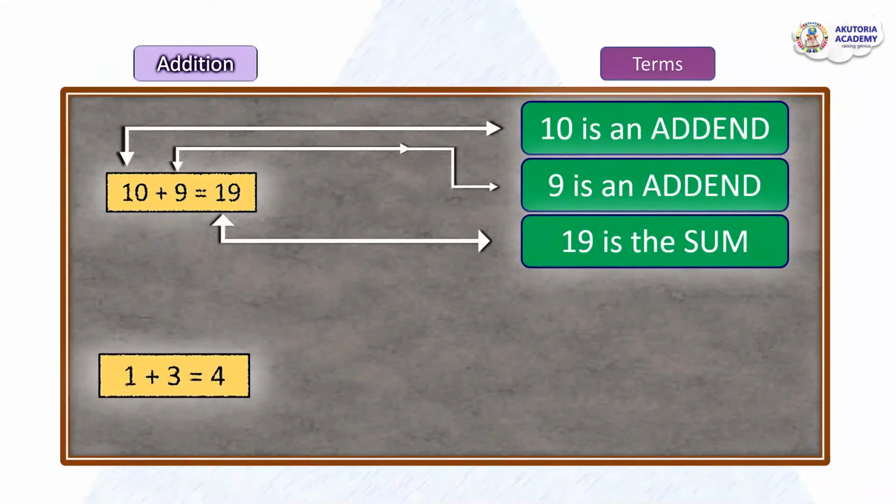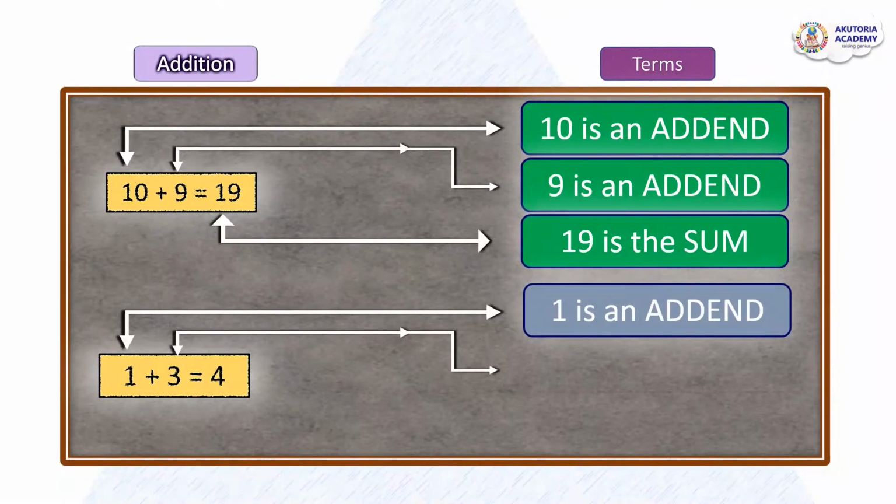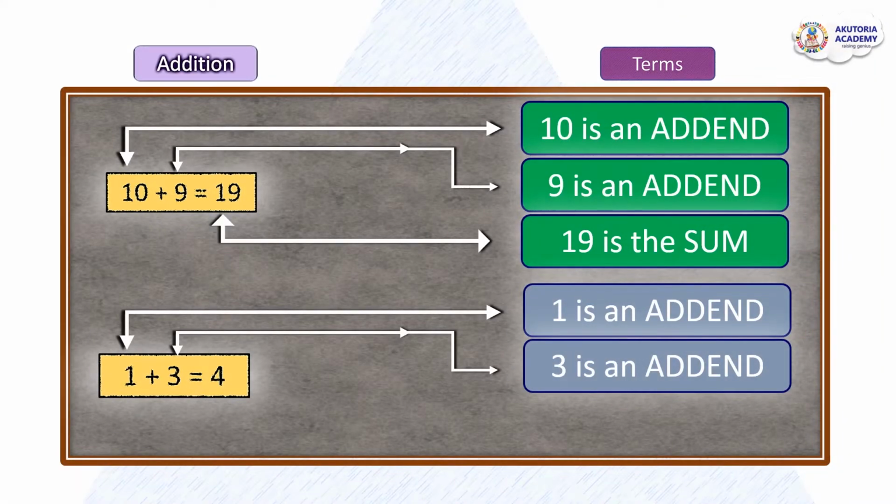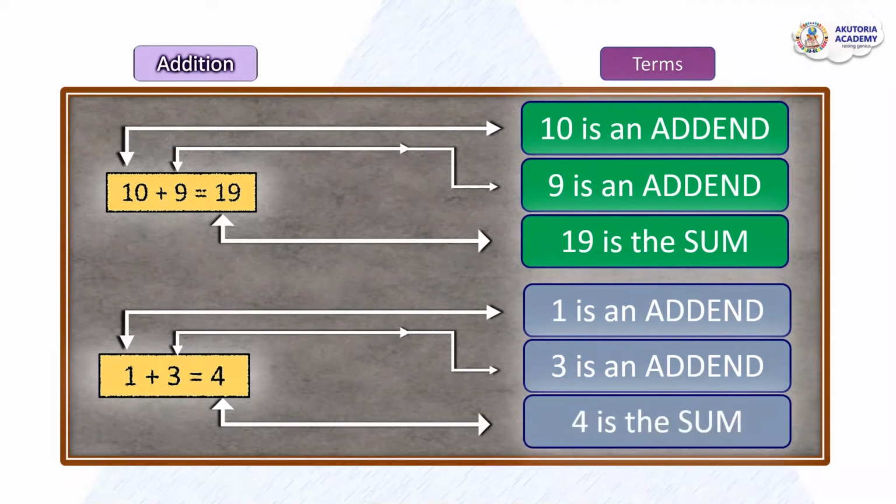Let's take another example. 1 plus 3 equals 4. From our previous example, we know that 1 and 3 are the numbers coming together. So 1 is an addend and 3 is also an addend. But 4 is the sum. So in addition equations, we have terms like addend and sum. Addends are the numbers coming together, while the sum is the result when those two numbers come together.